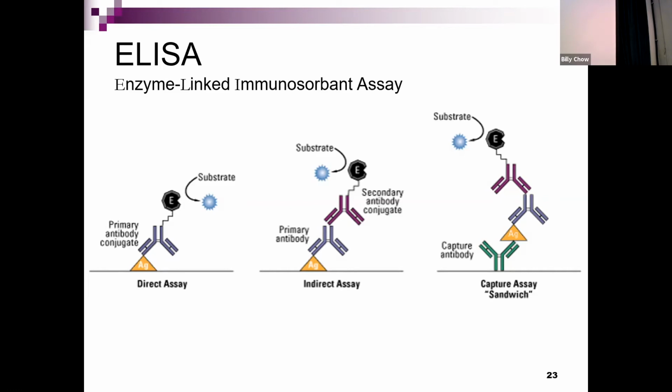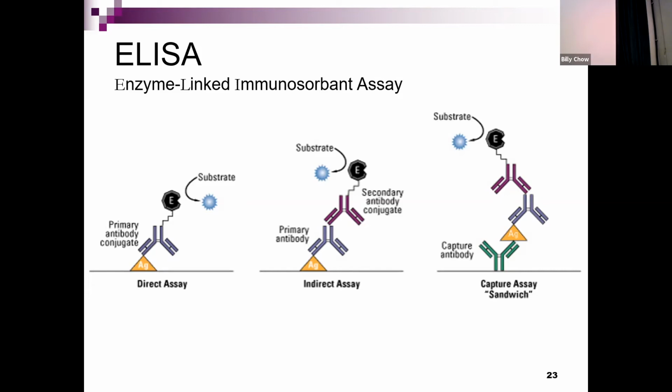The second one is more popular. It's like in my lab, every day we perform this assay. It's indirect assay where you have an antigen attached to a plate, in this case, ELISA plate. The primary antibody detected by secondary antibody conjugate with an enzyme and then substrate turn into color. Okay, so this is a more common technique in the laboratory, but the direct assay is more for commercial purpose.